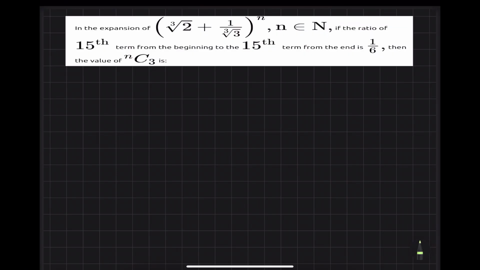So look at this question. In the expansion of this, n belongs to natural numbers, if the ratio of the 15th term from the beginning to the 15th term from the end is this, then find the value of this. So how will we approach this question?